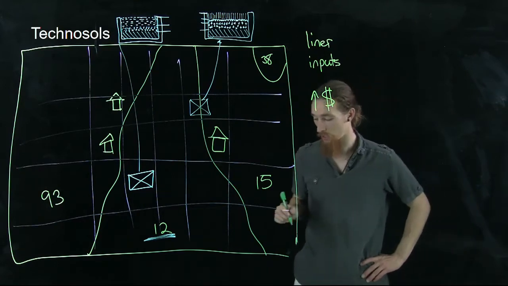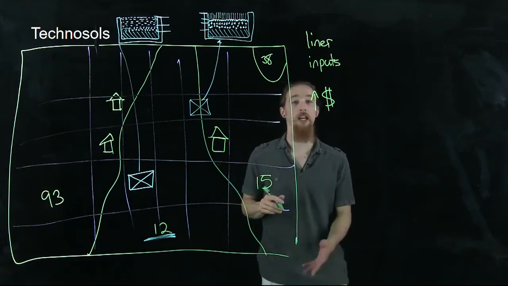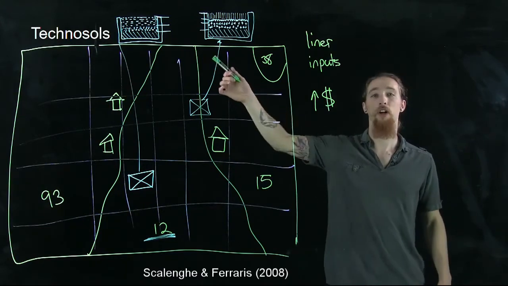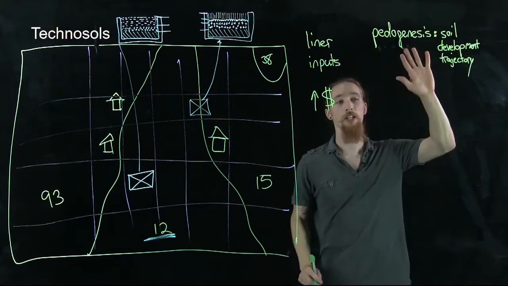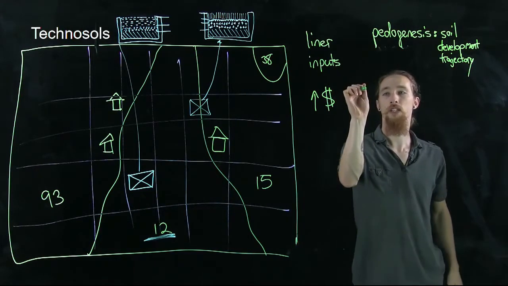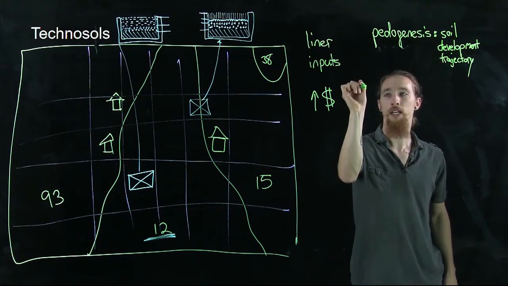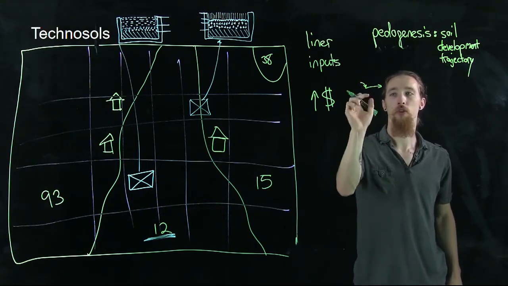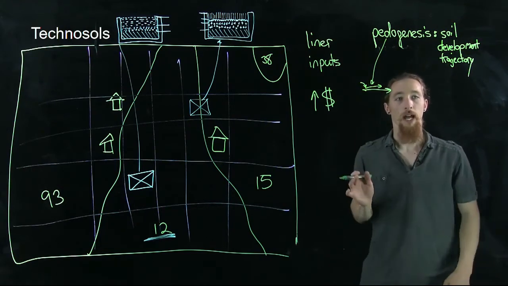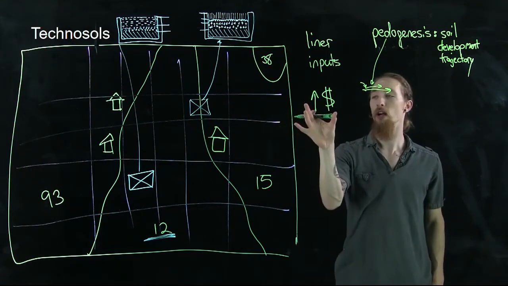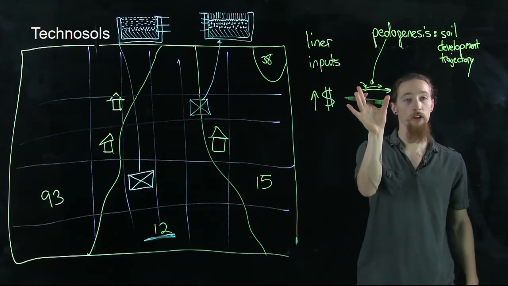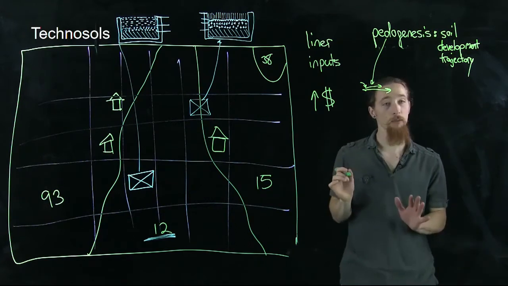There's even some references that you can read in the optional readings about modeling Technosol pedogenesis. Pedogenesis is the soil development trajectory. Just kind of where is the soil, what's acting upon it, and where is it going to go. So this is the pedogenesis, is where is the soil going. And with Technosols, because of their high input costs, they tend to be well managed and they tend to develop rather quickly. And what that looks like is a couple of different things.